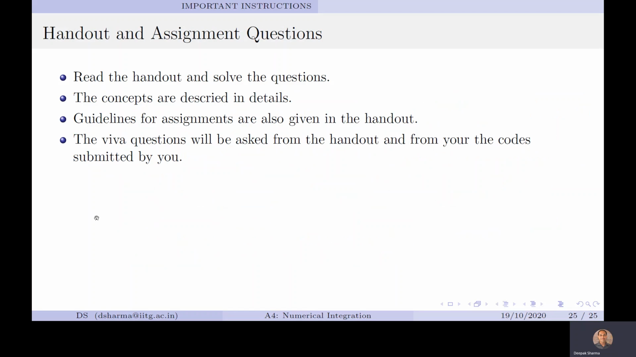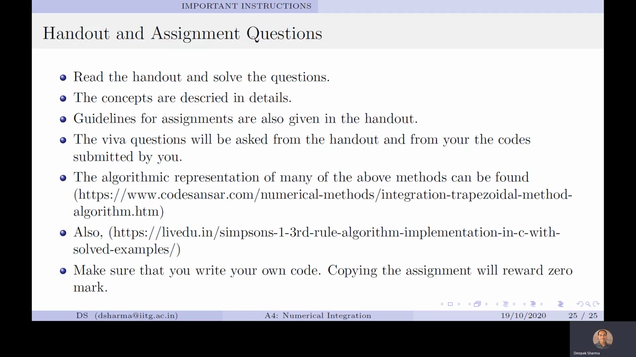There are more instructions here. You have to read the handout and solve the questions. The assignment questions are given at the end of the handout. The concepts are described there, and the guidelines for the assignment are also given in the handout. Please note that the viva questions will be asked from the handout as well as from the code which you have made and are submitting to us.